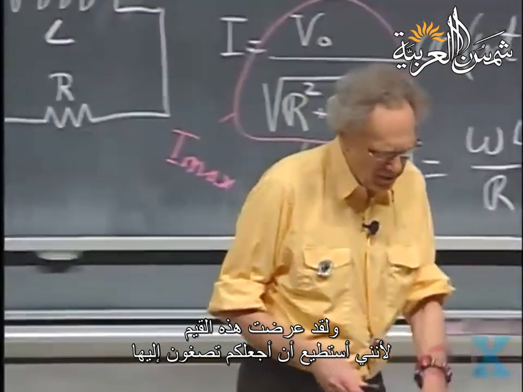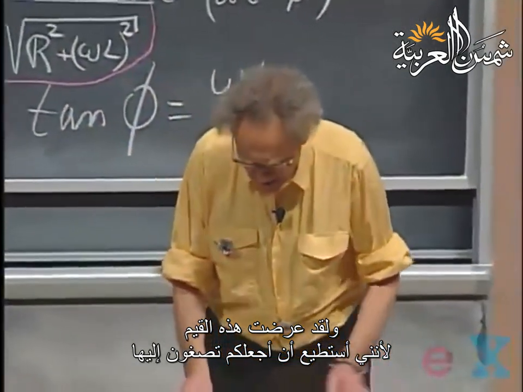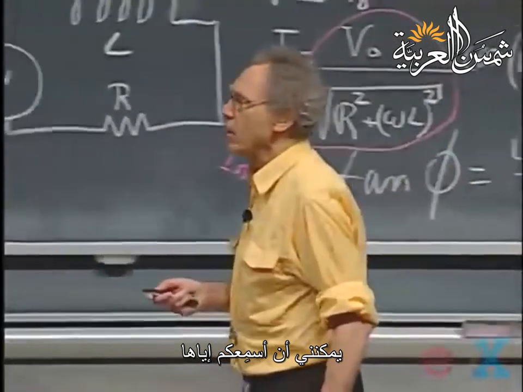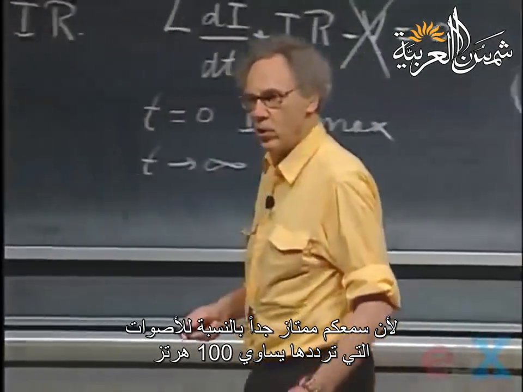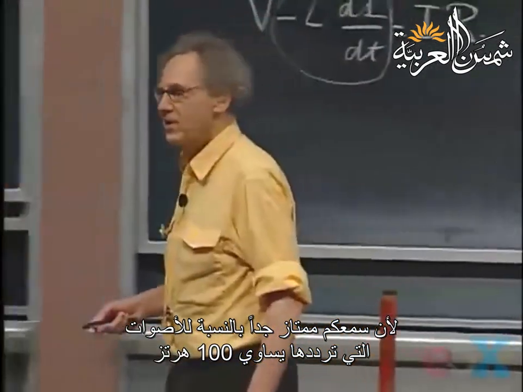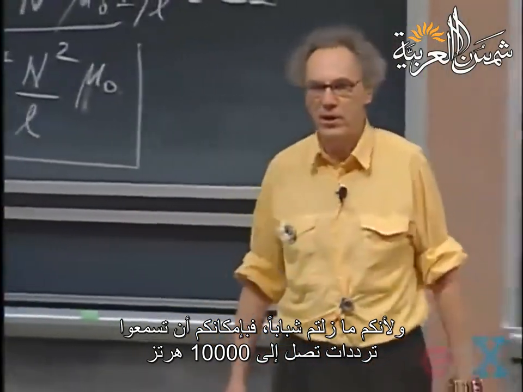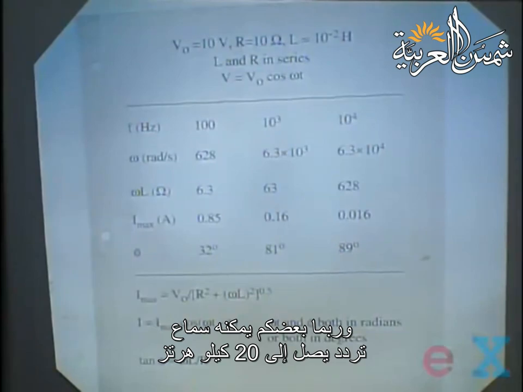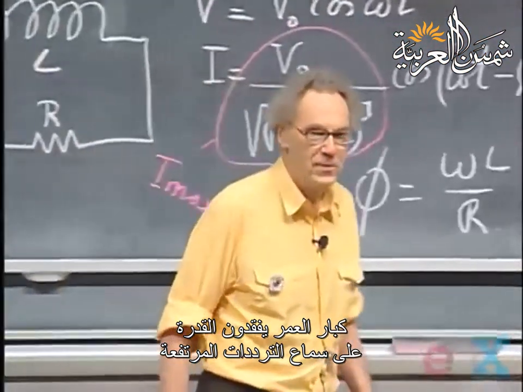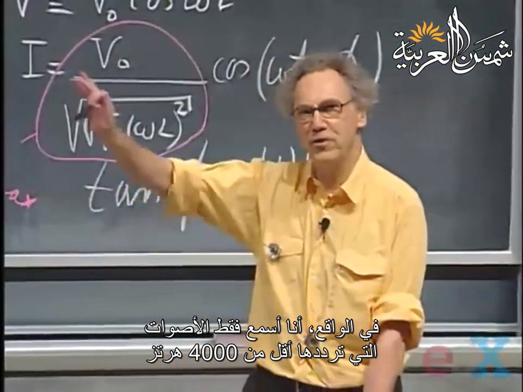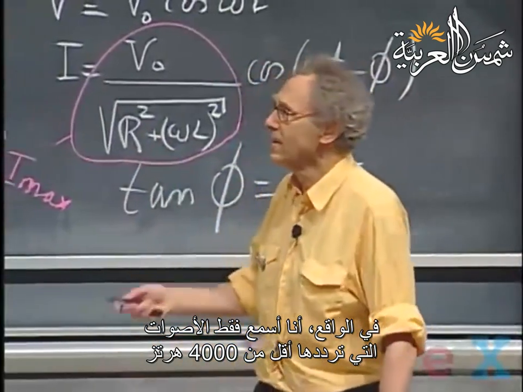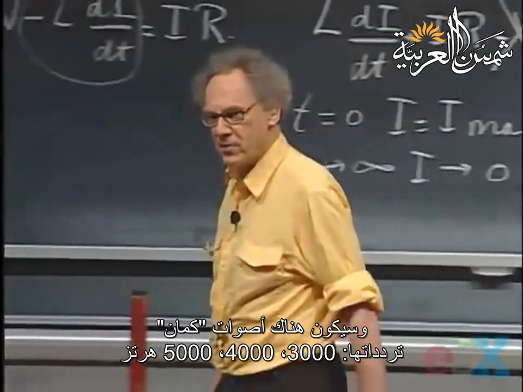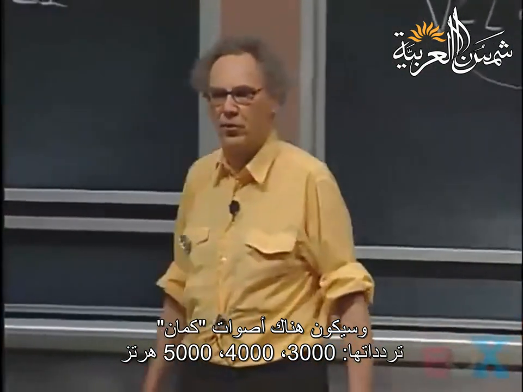The reason why I have these values is that I can make you listen to this. I can make you hear this. Because your hearing is very good at 100 hertz, and since all of you are young, you can probably hear even 10,000 hertz. Maybe some of you can even hear 20 kilohertz. When you get older, you lose your high frequencies. In fact, my frequency cutoff is somewhere near 4,000 hertz. I'm going to make you listen to music. And there will be violins which produce probably 3,000, 4,000, 5,000 hertz.